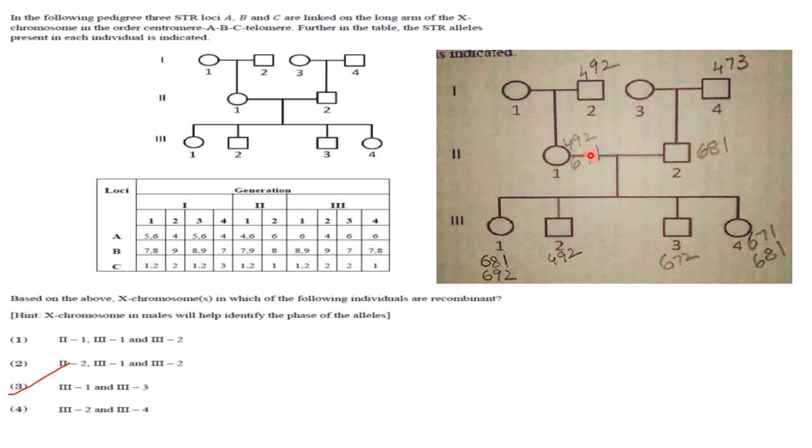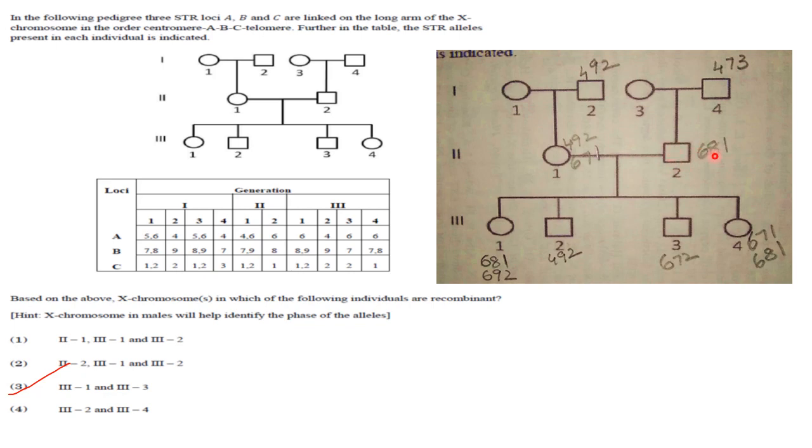So this 6, 7, 1 must have come from the female parent. 1,1 is 6, 7, 1 and 4, 9, 2 is the male parent. So this is a female child. She will inherit an X chromosome from mother and an X chromosome from father. There is no recombination there. So 2,1 is not a recombinant.